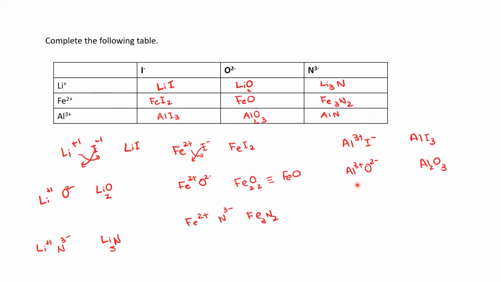So aluminium is 3+ and oxygen is 2-. So we do the crossover method again, Al2O3. Aluminium is 3+ and nitrogen is 3-. So we are going to end up with Al3N3, and we are going to simplify it to AlN.